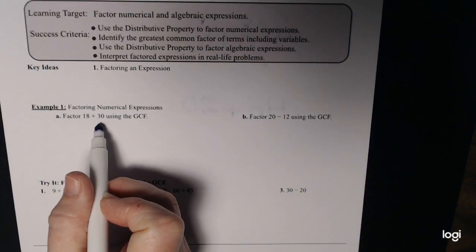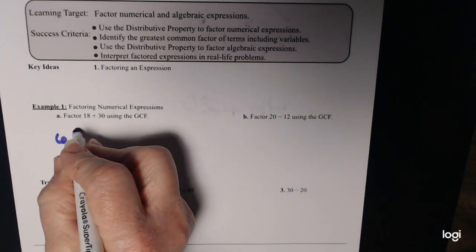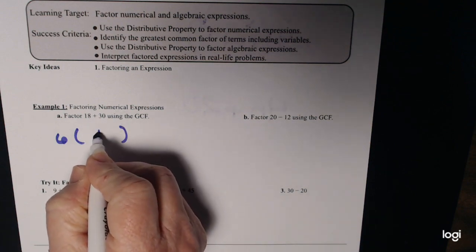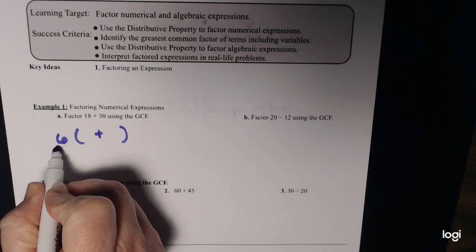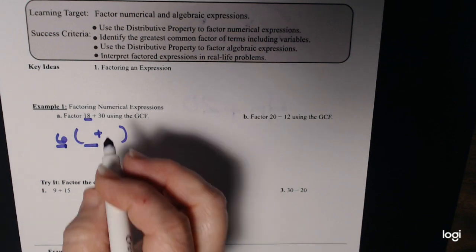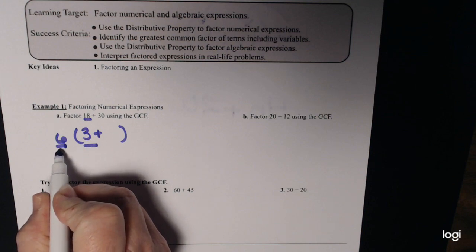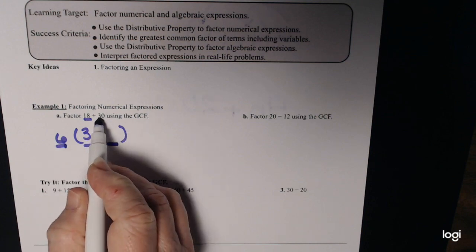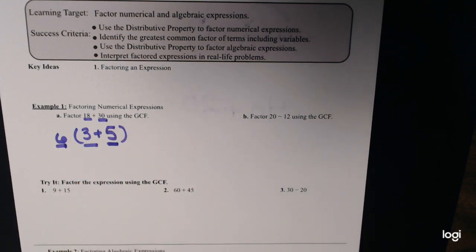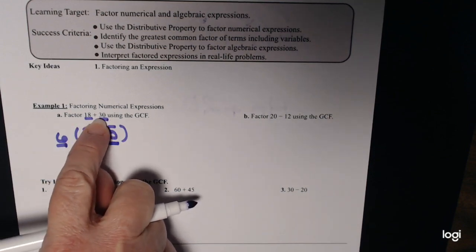So I look at 18 and 30. I know that the largest factor they have is a 6. So I pull out the 6. Now I'm going to make the distributive property. There's a plus. I'm going to keep a plus. I have to think about 6 times what is 18? Well, this would be 6 times 3. Now I have to look at the 6 and decide what I would take it times to get 30. 6 times what is 30? 6 times 5. So what I've done here is I've taken my expression and I factored it. I pulled out a 6.